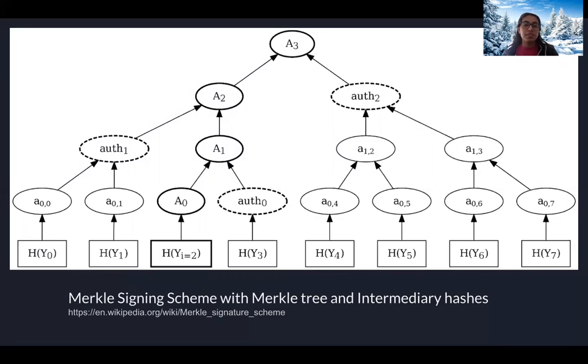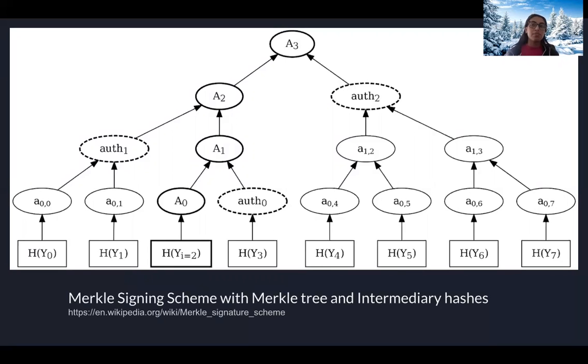So in this case, we're going to use the third one. So the signature is going to be A0 plus all of the hashes required to get back up to the root node. So A0, auth0, auth1, auth2. And that's going to be able to get you to A3, which should match the public key, the global public key. If it does, you have a good message. Otherwise, you have a fraudulent message.